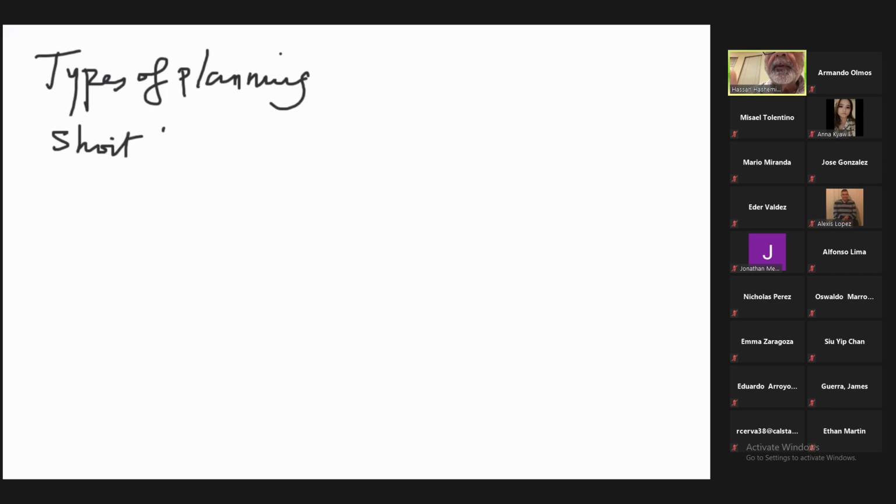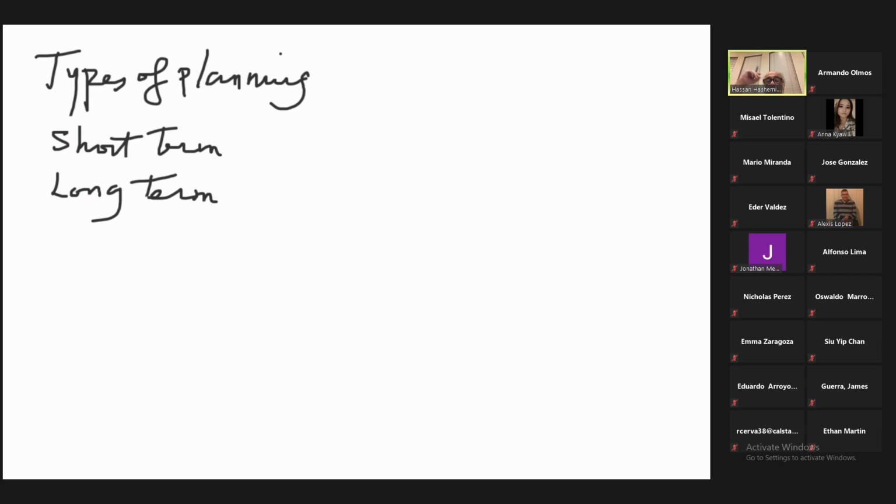Now, there are different types of planning. One is called short term, one is called long term. Short-term planning, long-term planning. The short-term planning, anything that happens in less than 5 years, almost, we call short-term planning.